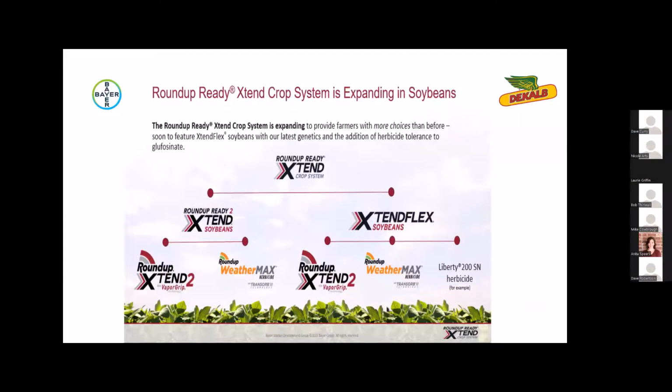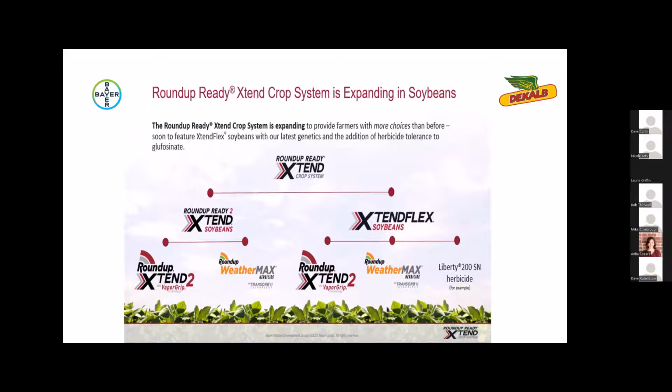We're also excited about the Roundup Ready Extend crop system that we're expanding to include Extend Flex soybeans. In 2021, growers were given the first opportunity to grow Extend Flex traited soybeans. We had 1 variety in our DeKalb lineup, and this year we're going to be offering 3 different varieties. In our plot work this year, we're going to have a variety that will fit the maturity that Lakeside customers could grow at that 1.6 maturity, or about 2975 heat units.